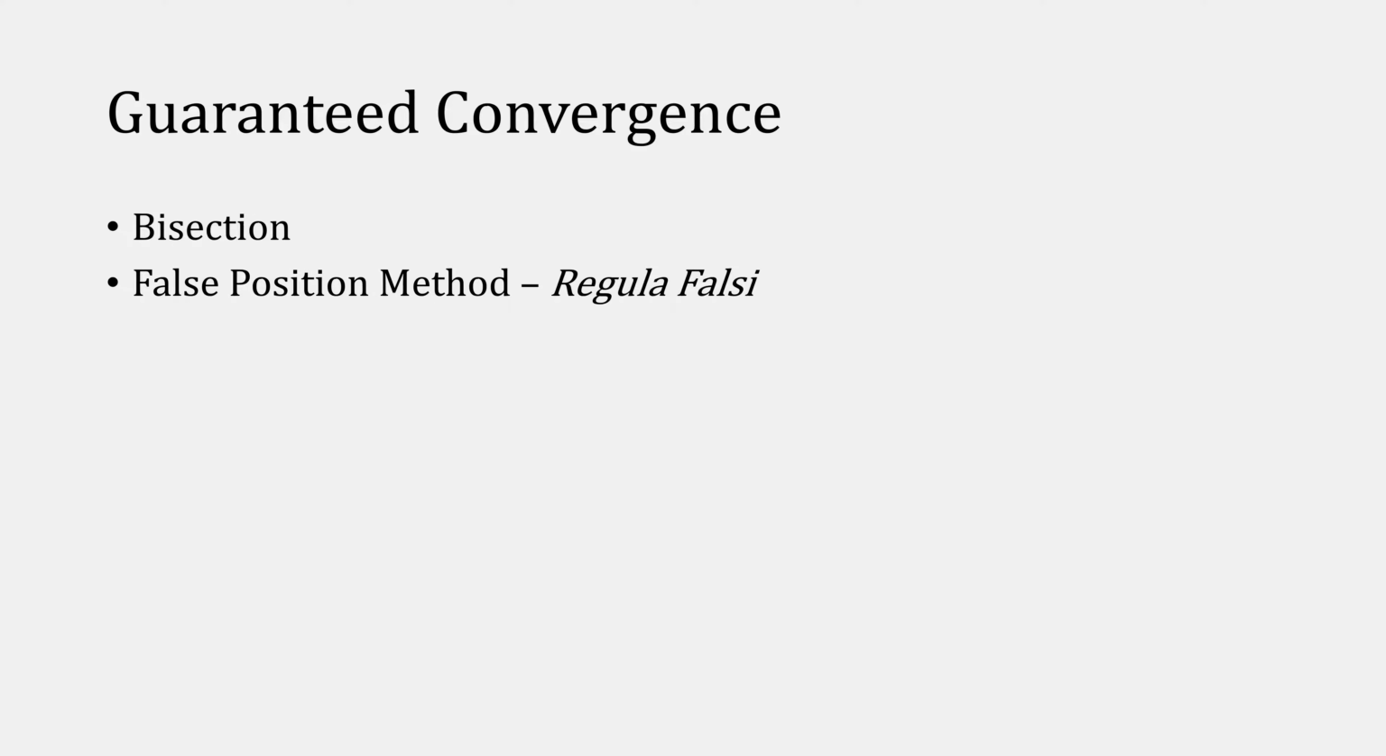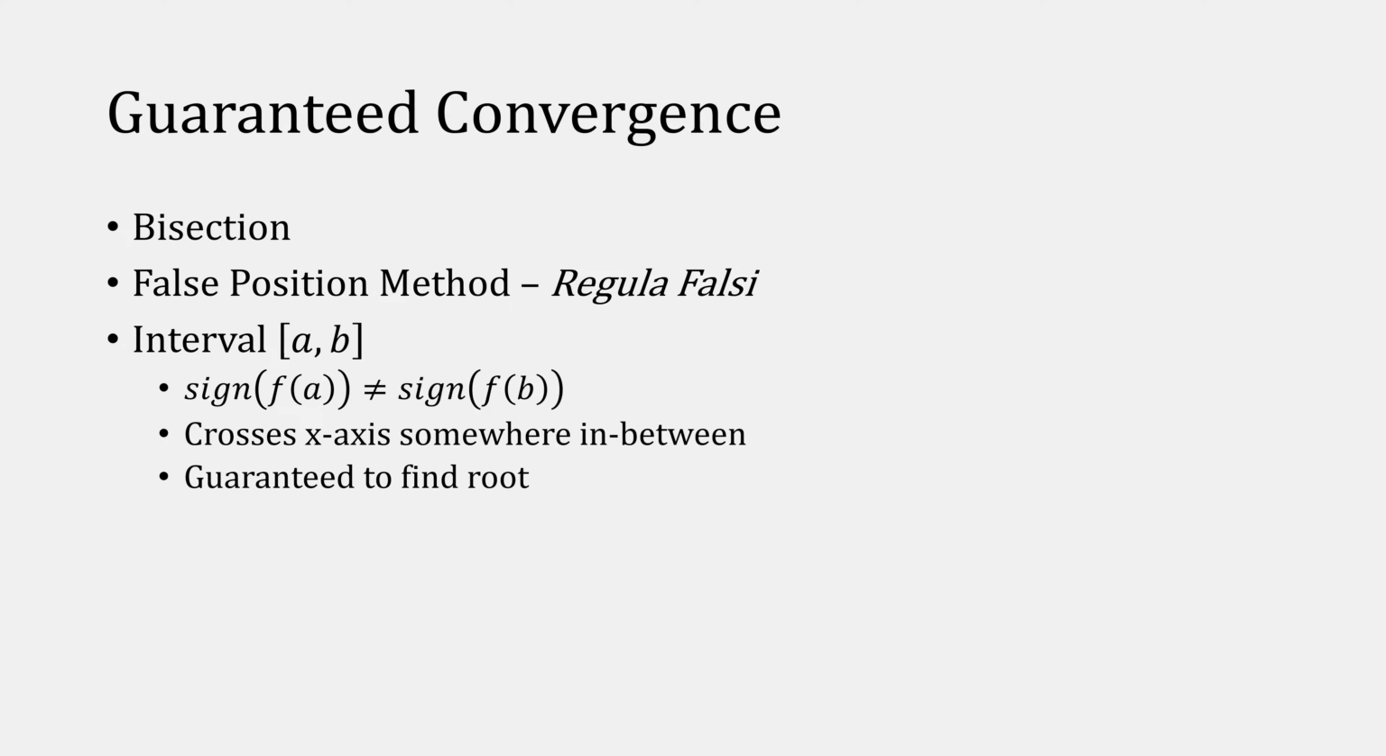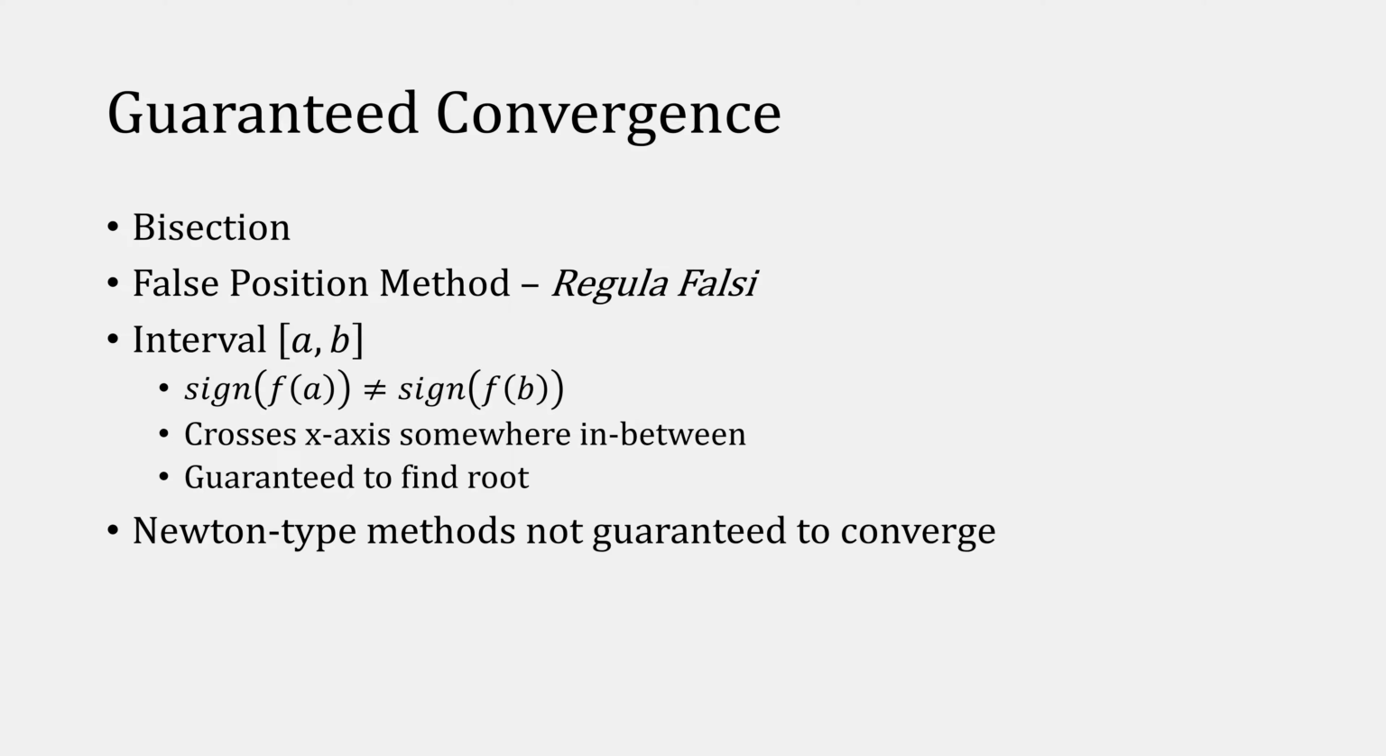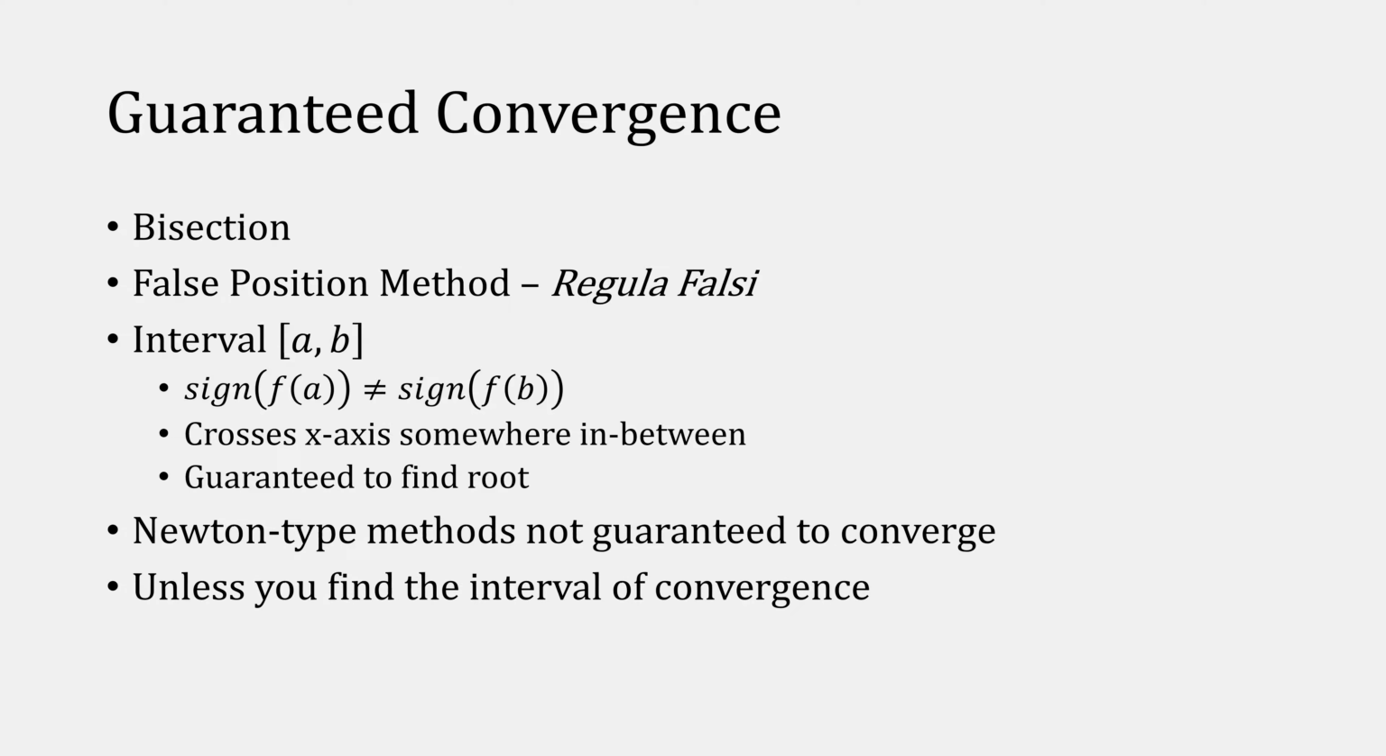When it comes to finding roots, only bisection and false position method actually have a guarantee of convergence. That's because the interval that they use, a and b, force the function to cross the x-axis somewhere in between. Newton-type methods don't have this same guarantee of convergence unless you find the interval of convergence.